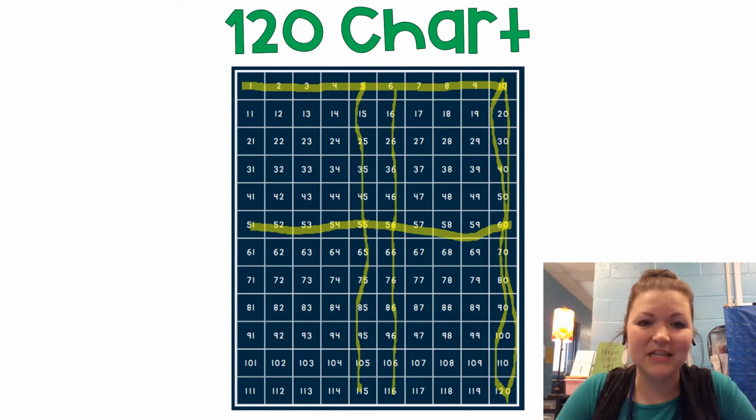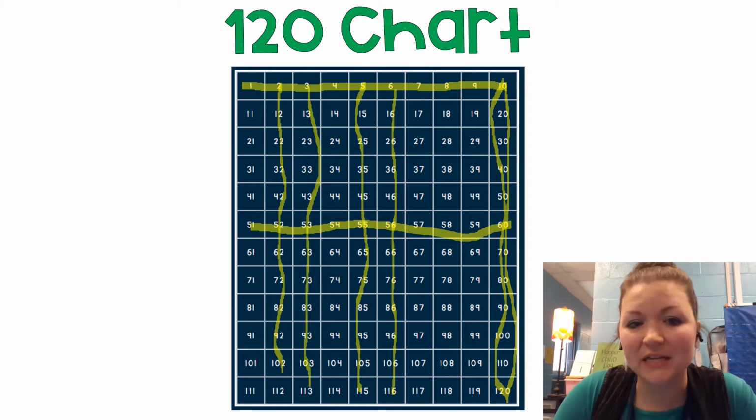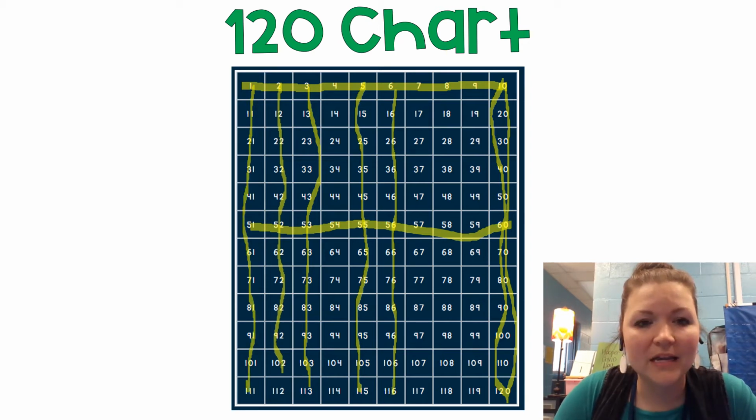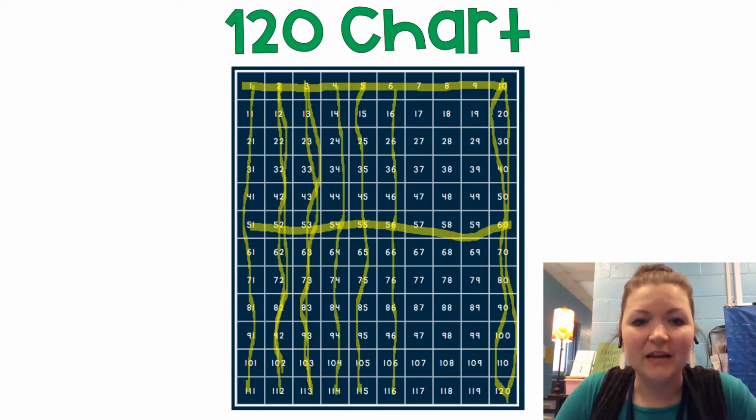Another set of patterns that you might notice is that going down the rows, all the columns, all of these have the same number in the ones place. So if you notice here in this first column, they all end with a 1. And here in the second column, they all end with a 2. The third column, they all end with a 3. The fourth column, they all end with a 4. And then all of these end with a 5. All of these end with a 6.